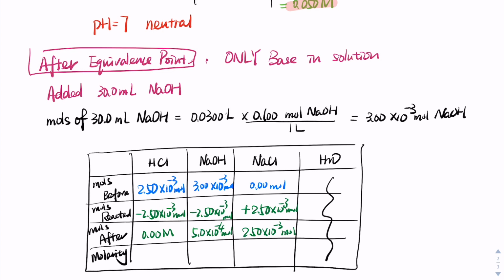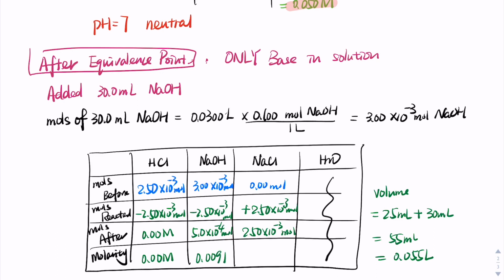Moles over liter. Okay, so what will the liter be? What's the volume? I'm going to put the volume here. What's the volume at this moment? It will be 25 mL plus the 30 you added. So that will be 55 mL, and you can turn it into liters, which will be 0.055 liter. Make sure you do this, and then of course use the moles divided by that, and you'll get this value as 0.0091. This will be 0.045.